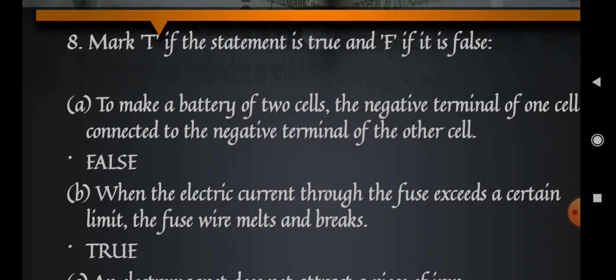Next is: when the electric current passing through the fuse exceeds a certain limit, the fuse wire melts and breaks. So definitely it is true, because it is made up of a metal which has a very low melting point. Okay, so with even a little heat it will immediately melt and save the other devices. So the answer is true.